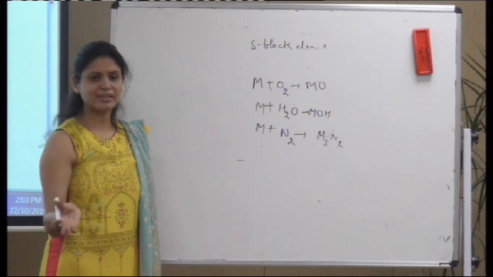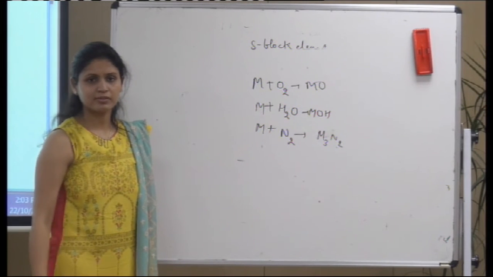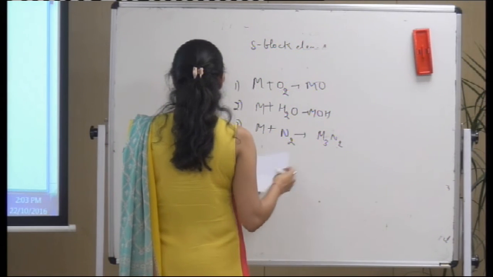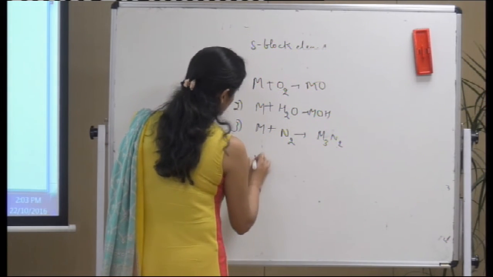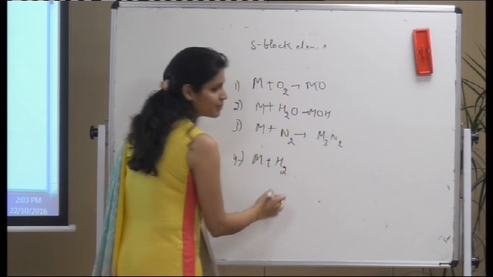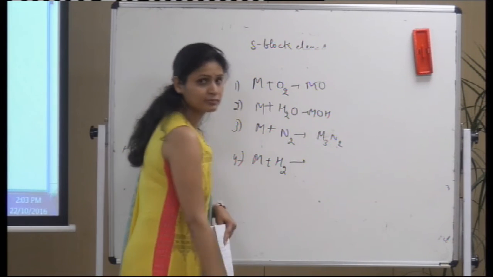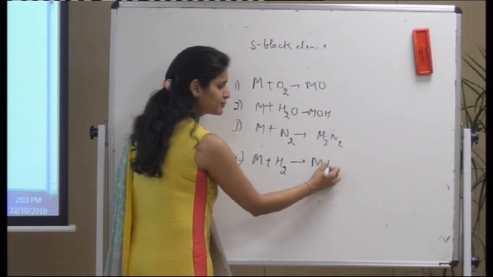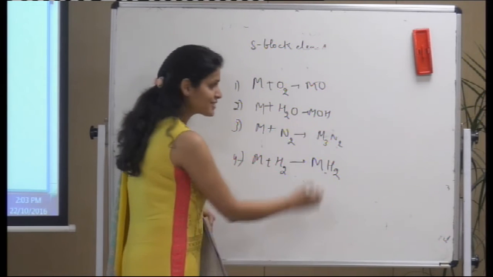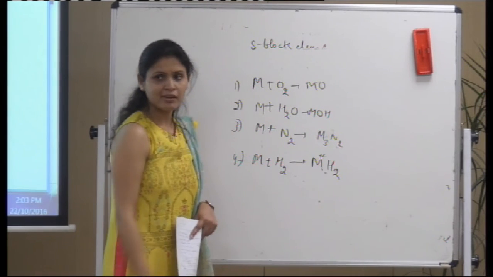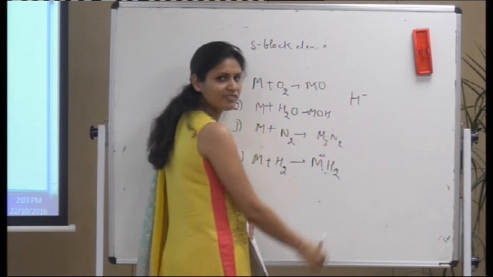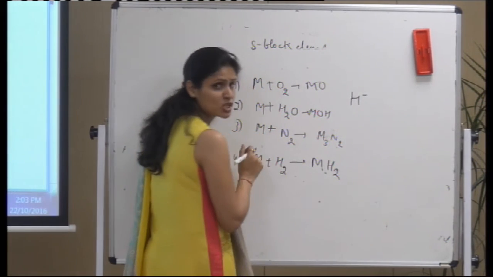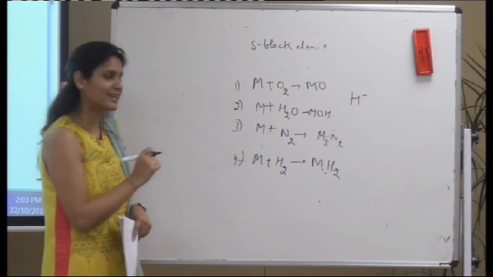Please have a look at the alkali metals before. What was the other reaction? With hydrogen. So an alkaline earth metal can react with hydrogen to form MH2, because this is a divalent metal ion while hydride is only univalent. So to balance the valency, I have to make sure this is MH2. Any example of MH2, any hydride of an alkaline earth metal?